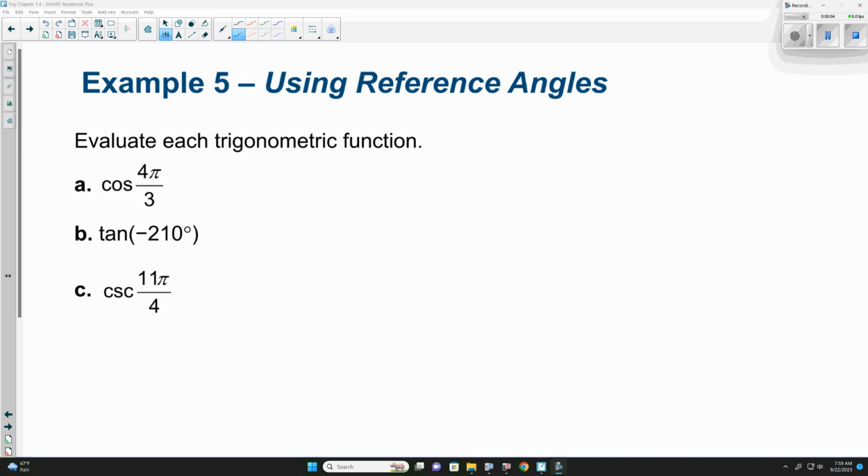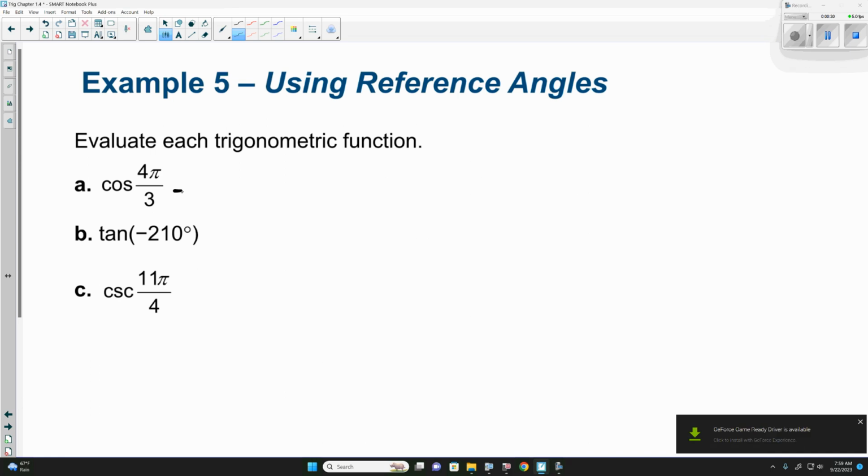All right. What we're looking at today is the last part of the notes from yesterday, which actually ends up being 2 slides. So we'll probably get these done pretty quickly. Evaluate each trigonometric function. Cosine of 4 pi over 3. Well, there's different ways we can go about it, and they want us using reference angles here.